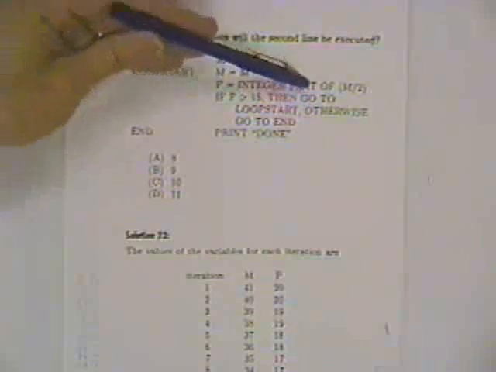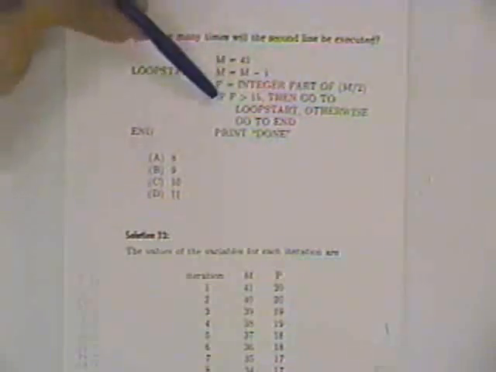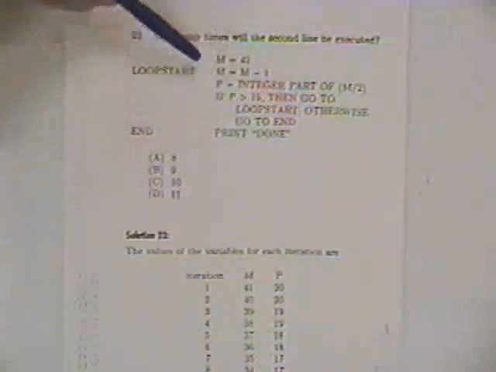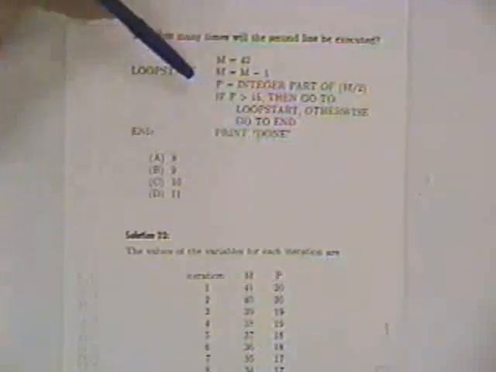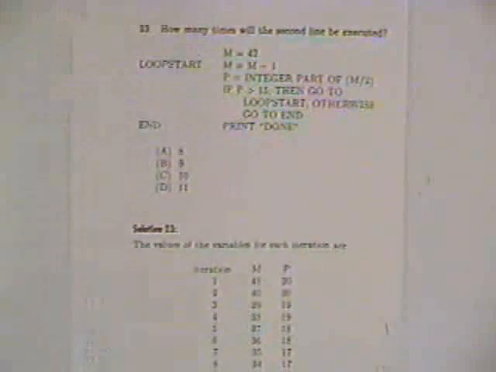P is assigned the value of the integer part of m over 2. Then a branching statement is added. If p is greater than 15, then go to the start of the loop. Otherwise, go to the end. And end is here, printing with an output of printing the statement done. So again, the way to attack these problems is to pretend you're a computer.